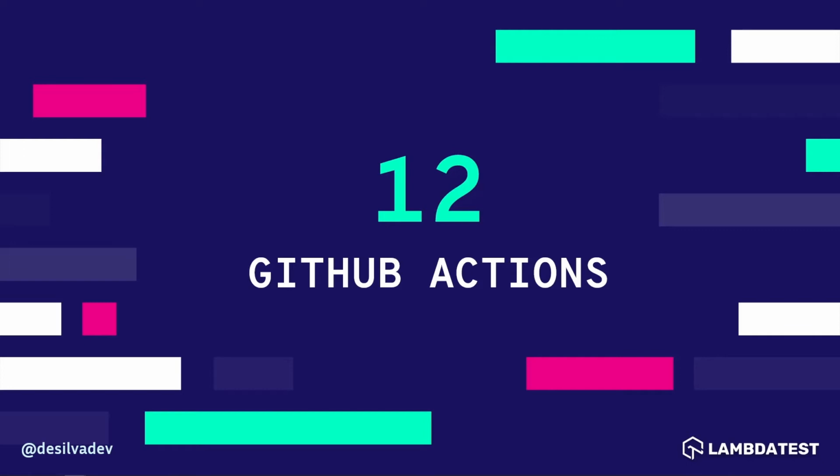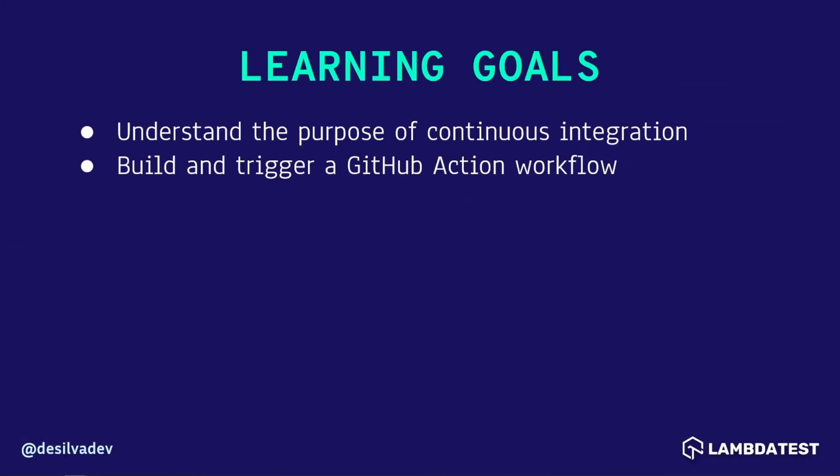In this video, we're going to talk about setting up some GitHub Actions. GitHub Actions are great when you're working with a team or just want to get away from running all of these tests locally, which we've been doing so far in this series. The goals for this video are to understand the purpose of continuous integration, and then to build out and trigger our first GitHub Action workflow.